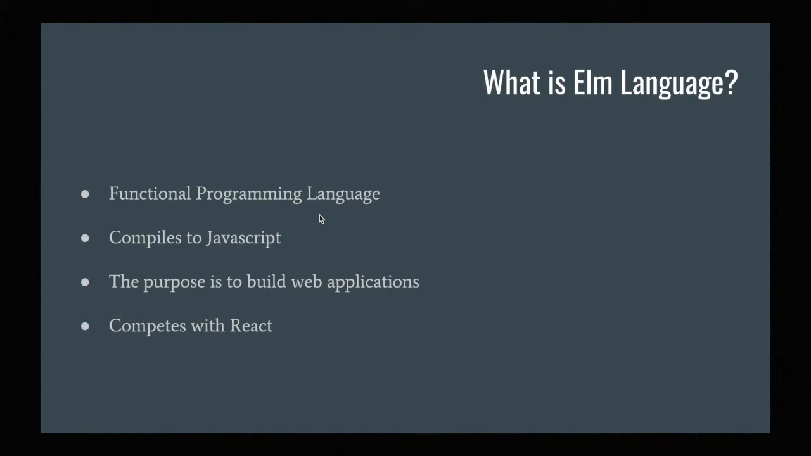Elm language is a functional programming language that compiles to JavaScript and runs in the browser. The purpose is to build web applications, and its main competitor is React. What makes it a functional programming language is that it has a collection of functions, and you don't have to be a math genius in order to learn Elm.